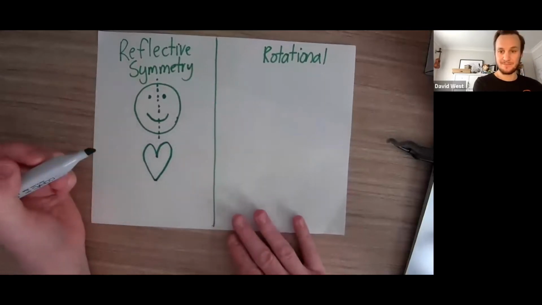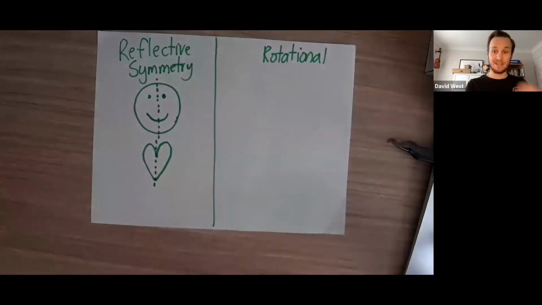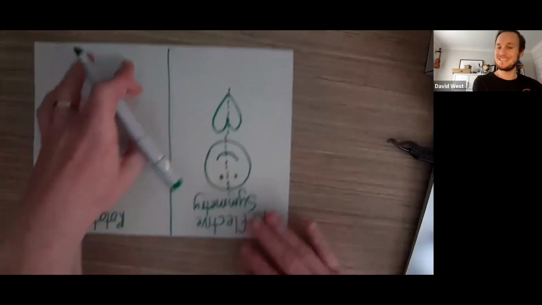Same as a love heart. A love heart like this has one line of symmetry running through it, but it doesn't matter how you rotate this shape, it doesn't look the same.